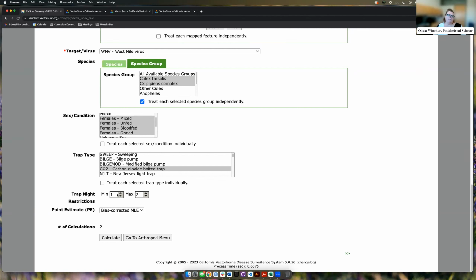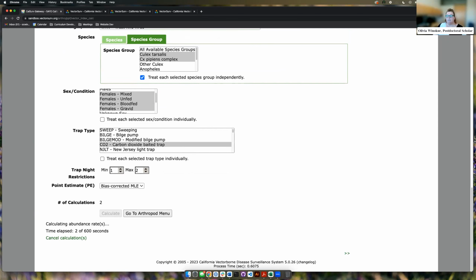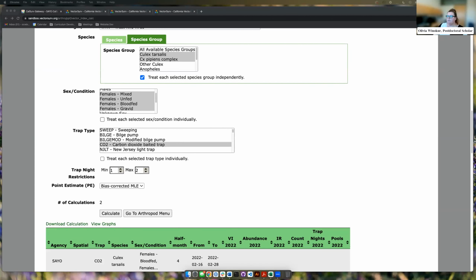Minimum 1, maximum 2 is our default. You can play around with that, but this is just so it excludes the traps that have been running for longer than 2 nights. If you don't want to exclude those, you can make this like a crazy high number, 90,000 or whatever that was. Whatever works best for you and your agency. All right, and then from there, we're going to calculate. This one will take a little bit longer because it's combining those first 2 sets of data, so both abundance and infection rates.